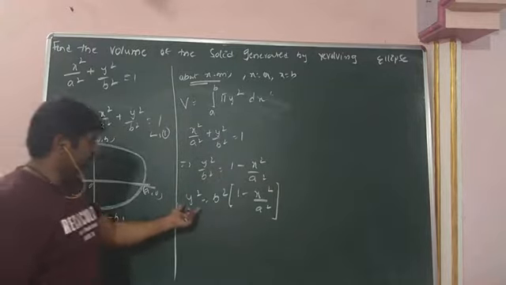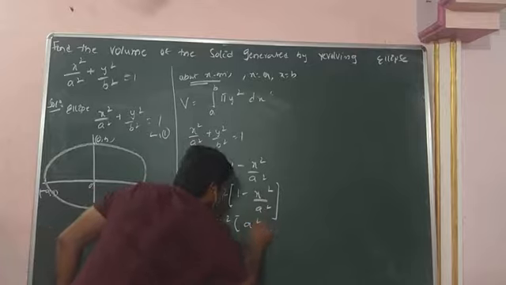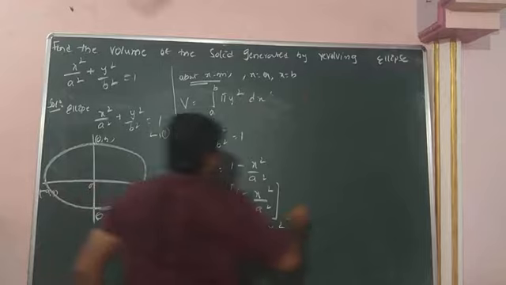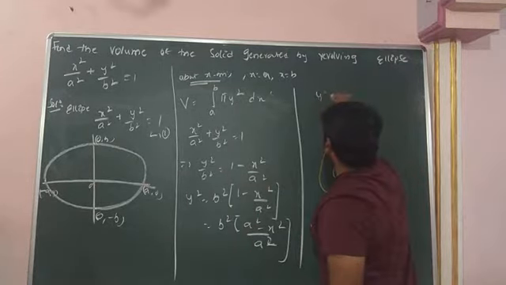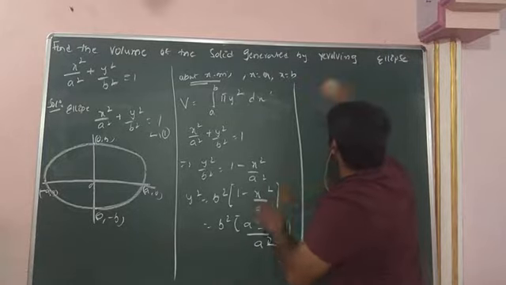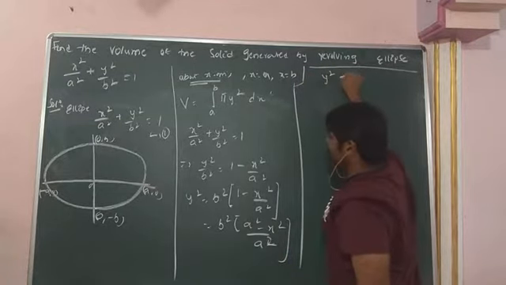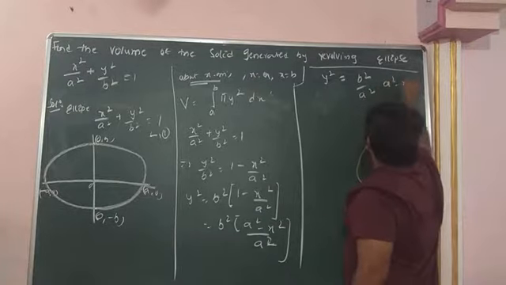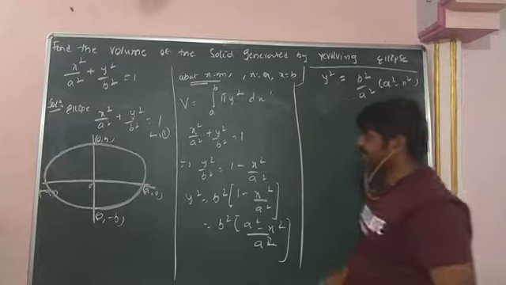Okay. And we simplify this with the LCM. We get a square minus x square by a square. So finally we get that y square is equal to b square by a square into a square minus x square. This is what we get.